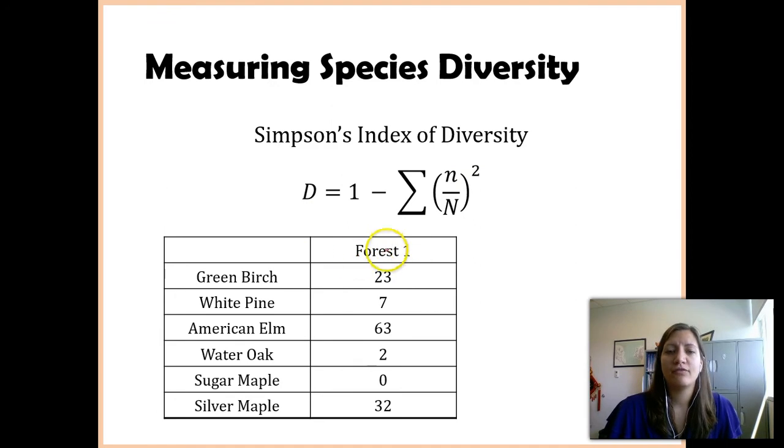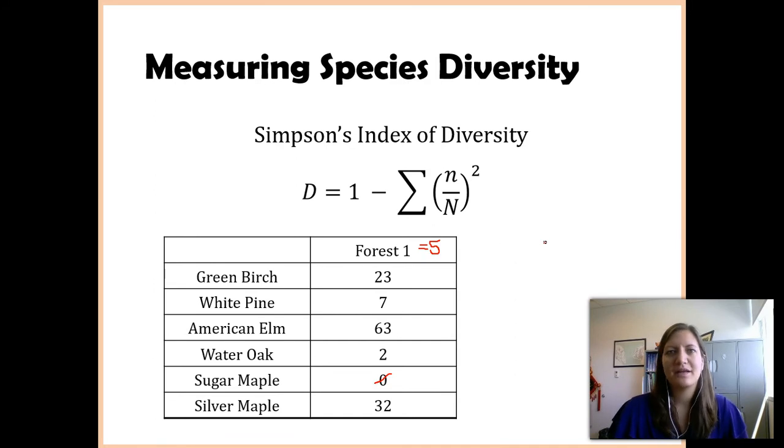And here I have forest 1, and I was looking for 6 different species: the green birch, white pine, American elm, water oak, sugar maple, and the silver maple. First question I could ask you, what's the species richness? Remember, richness is the number of species. So you may say 1, 2, 3, 4, 5, 6. You may say 6. You'd be wrong. It's not 6. Because if you look at my data, I actually had no sugar maples. I had 0 there, so that doesn't count as a species in this ecosystem. So in this case, my species richness is 5.